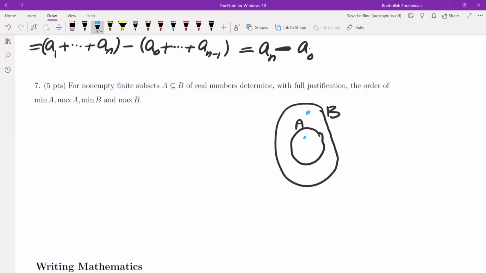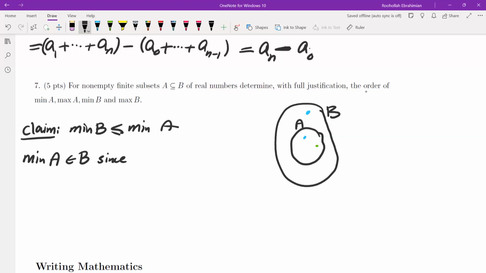So therefore, minimum of B would be less than or equal to minimum of A. And maximum of B would be greater than or equal to maximum of A, because maximum of B is larger than or equal to everything in B, including everything in A. So we claim that minimum of B is less than or equal to minimum of A. And the reason is this: minimum of A is an element of B, since A is a subset of B. By definition, minimum of B is less than or equal to minimum of A.